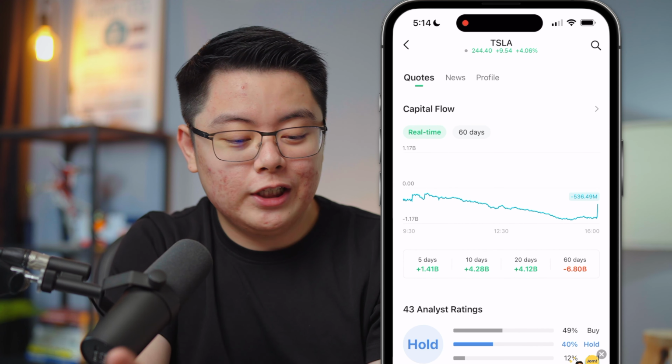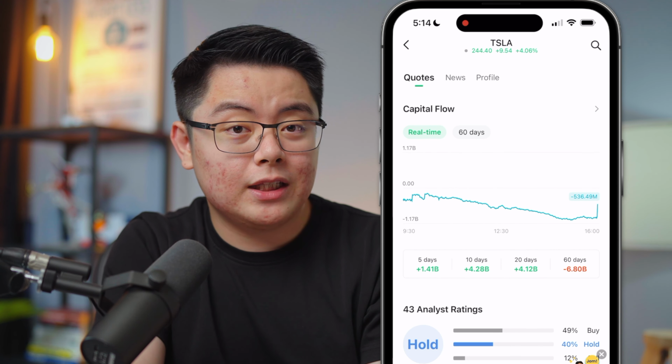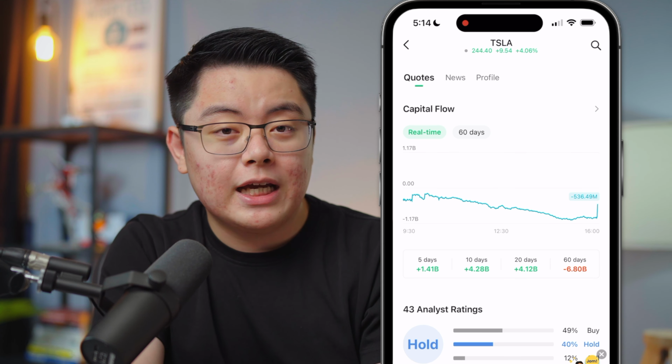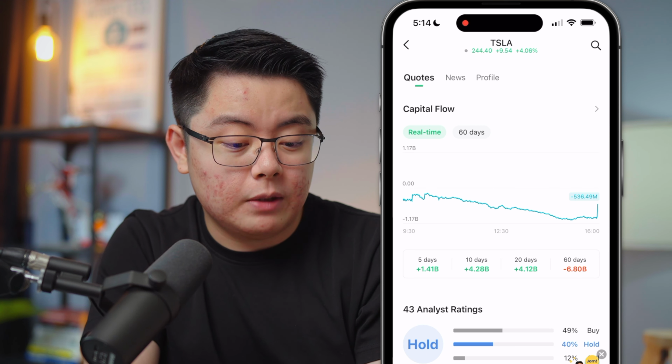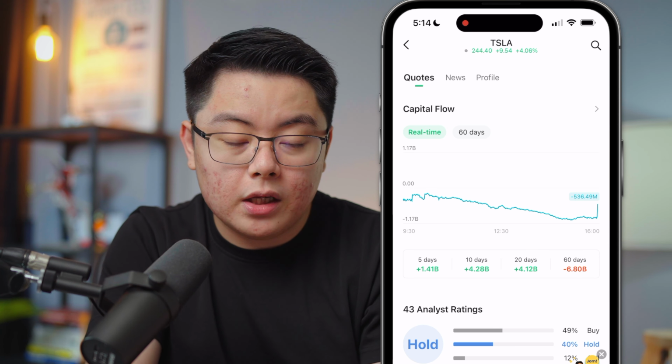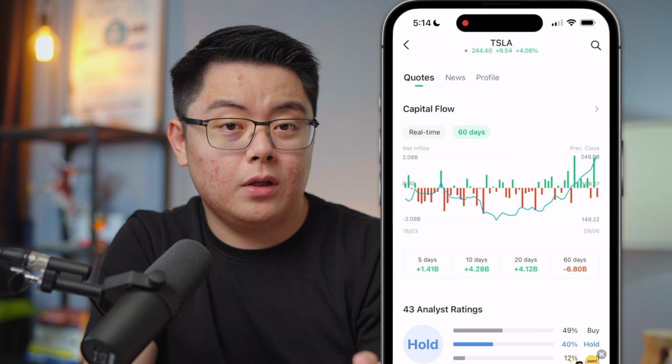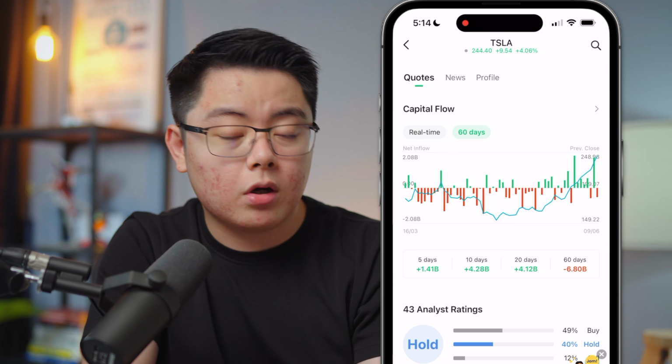Anyways, bad joke. Going downwards, you have capital flow, which basically tells you how much money has entered or left the company. Or in other words, are people buying or selling this stock for the past 5, 10, 20 or more days? Well, this is where you see it, and clearly Tesla has been on an uptrend since the net buyers are more compared to the sellers.